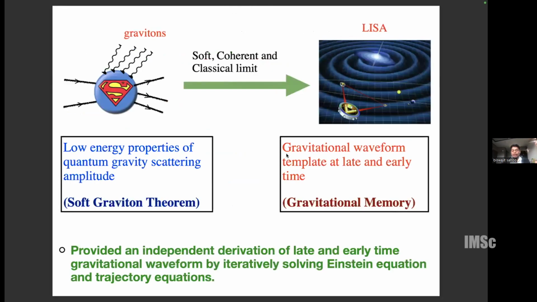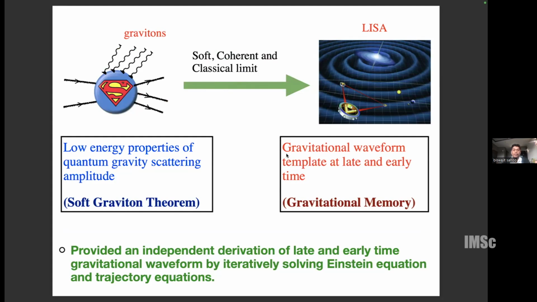For example, what I will show is basically I will start from some quantum gravity S matrix, some low energy properties of quantum gravity S matrix, which we call the soft graviton theorem, and then taking some soft, coherent and classical limit, we are able to extract the gravitational waveform in low frequency or in late and early times, which is known as the gravitational memory, starting from the S matrix soft theorem relations.